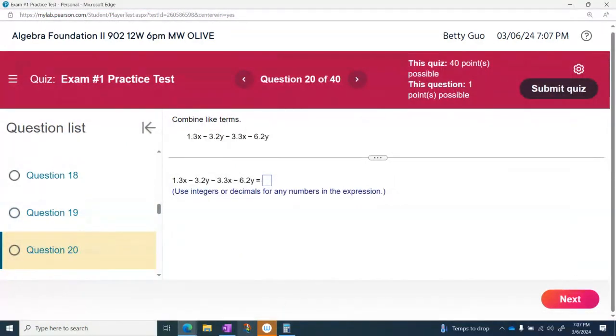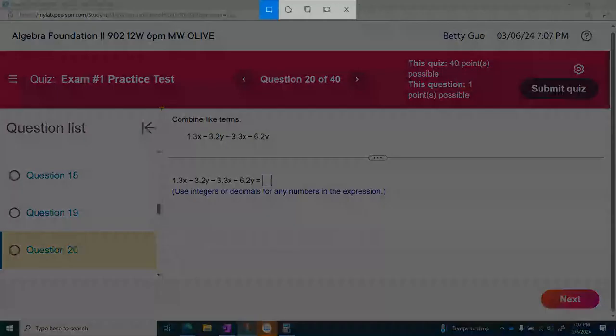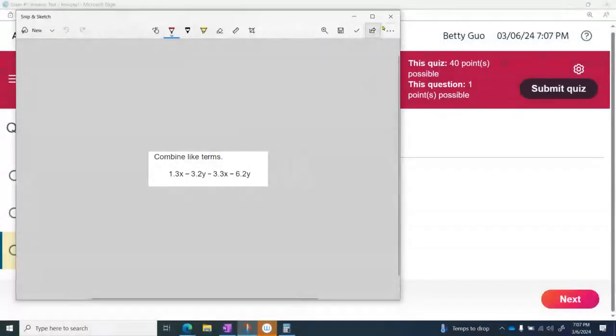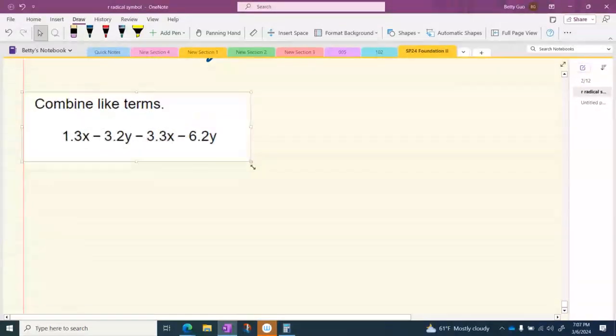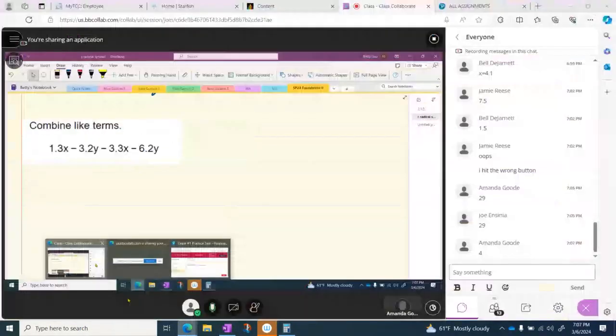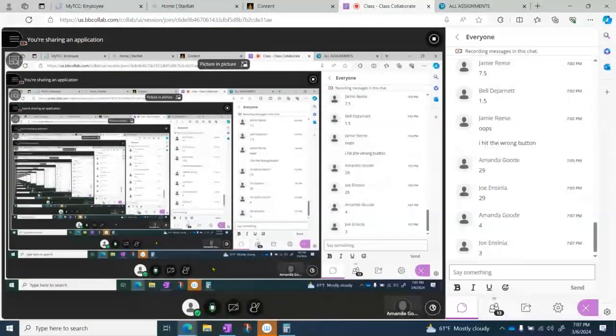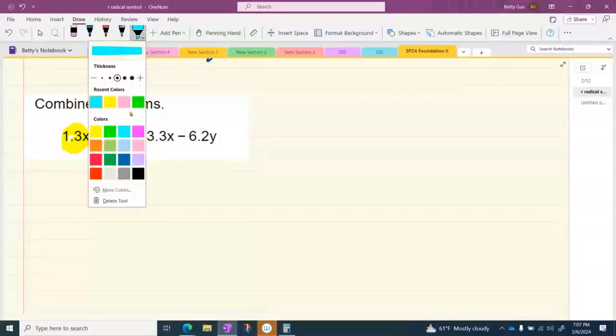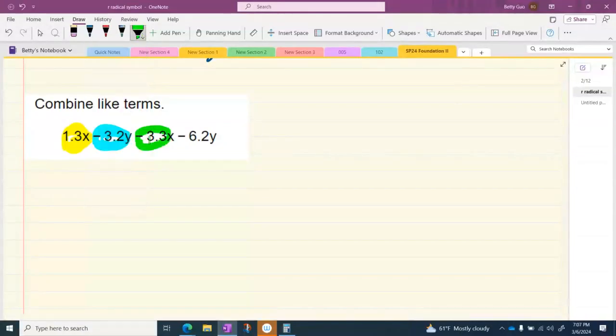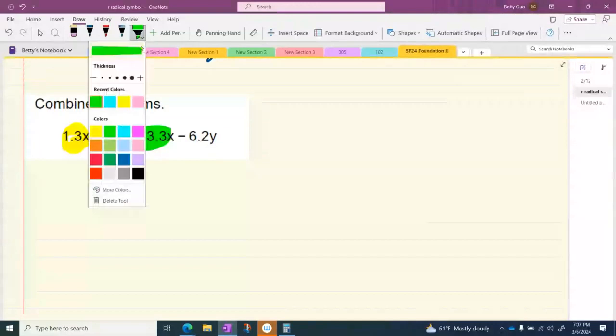Yeah, let's do this problem. Combine like terms. Question, how many terms in the expression? How many terms in the expression? 4. Thank you, Amanda. Very good. Jill, where do you get a 3? Let me color them. Yellow, green, that's blue. This is green. And this is pink.